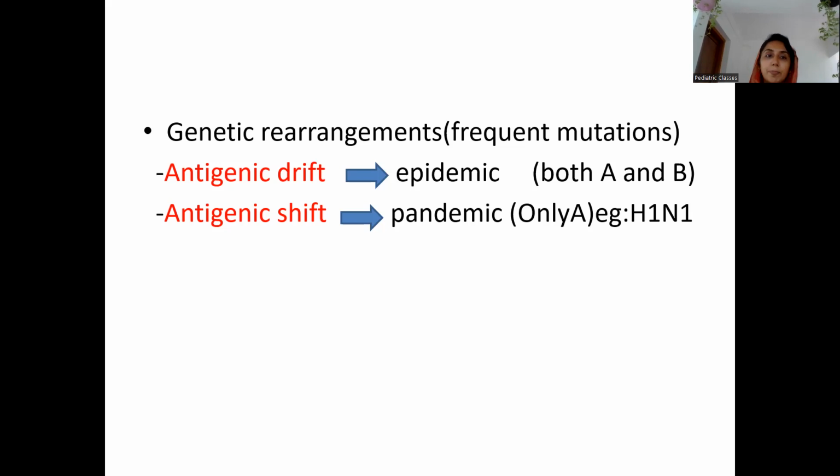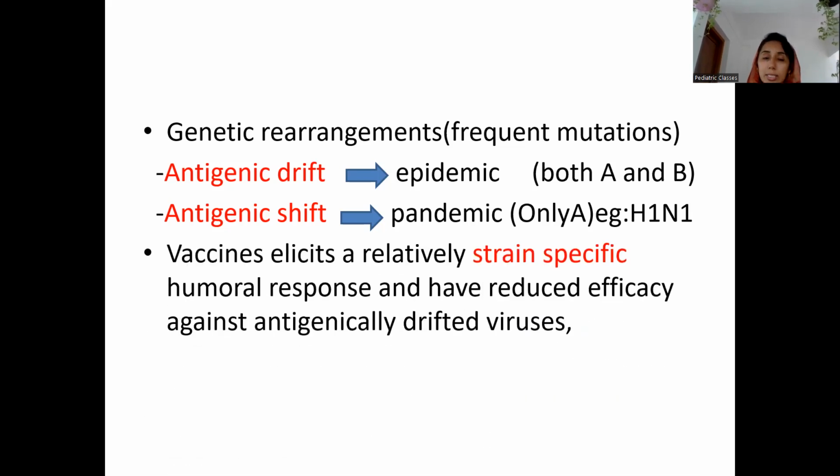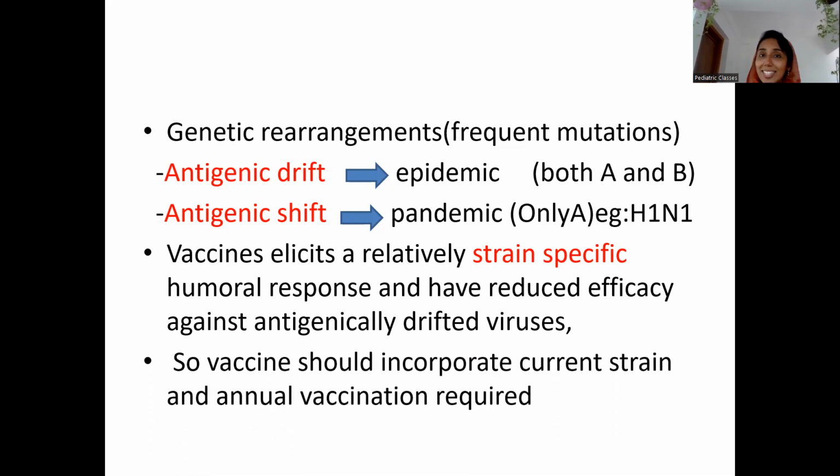Example, H1N1. It is important to understand that vaccines elicit a relatively strain-specific humoral response and have reduced efficacy against antigenically drifted viruses. That is precisely the reason why the vaccine should incorporate the current strain, and we require an annual vaccination depending upon the strain.